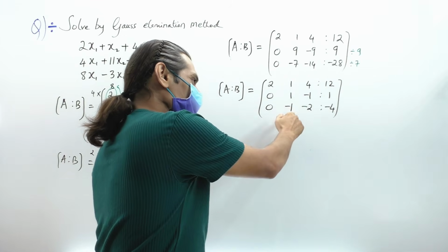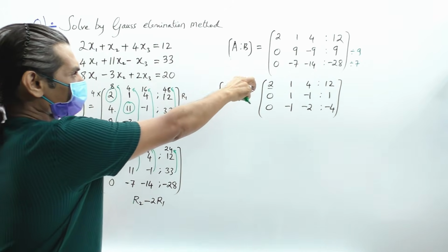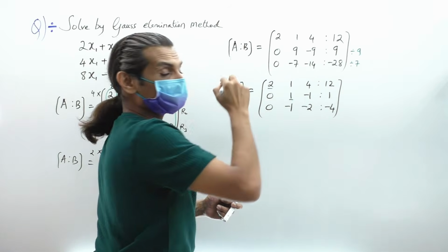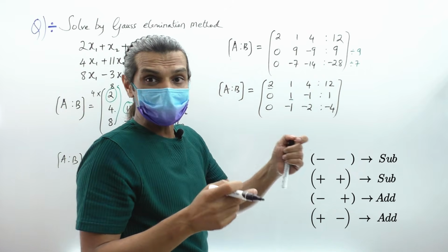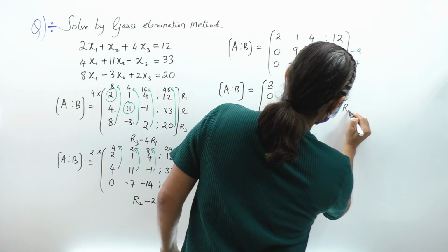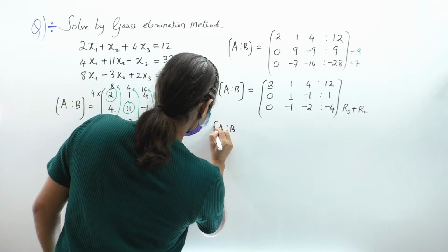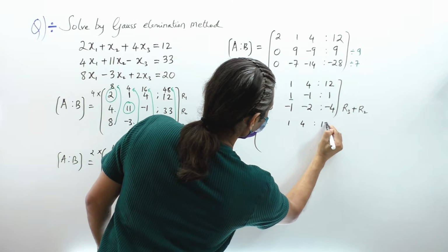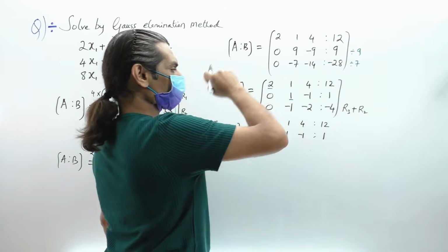Now below this 1, this minus 1 should be 0. That means making use of this, the first column work is over now. Now second column, second entry, making use of this, you have to make minus 1 zero. And it's so simple. Why? Because making use of 1, I have to make minus 1 zero. Obviously, minus and plus means the operation is add. Minus 1 plus 1 is 0. So the operation is R3 plus R2. So we have A augment B equals now 2 1 4 12, 0 1 minus 1 1, 0. Minus 1 plus 1 is what? 0.